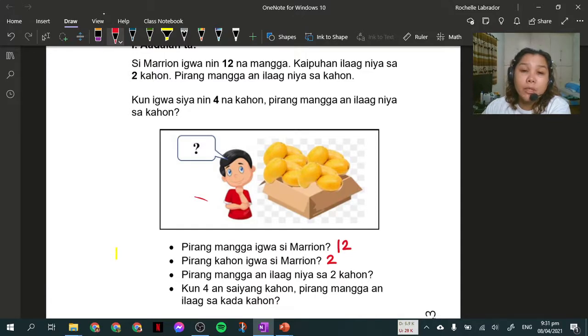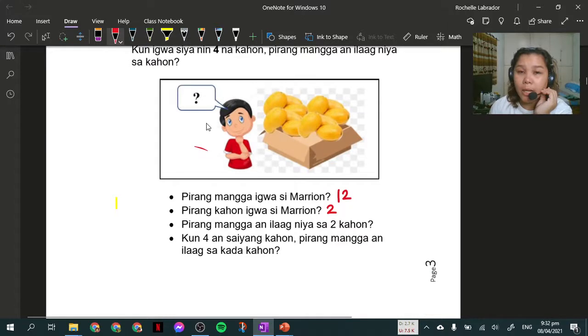So, from among the 12, he has 12 mangoes and he has to put them into 2 boxes. Then how many mangoes will each box have? So equally. The number of mangoes for each box should be of equal number. This is just an introduction. We are not going to give yet the answer for this third bullet question.